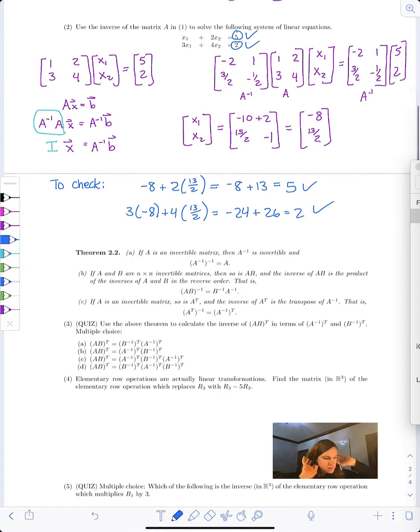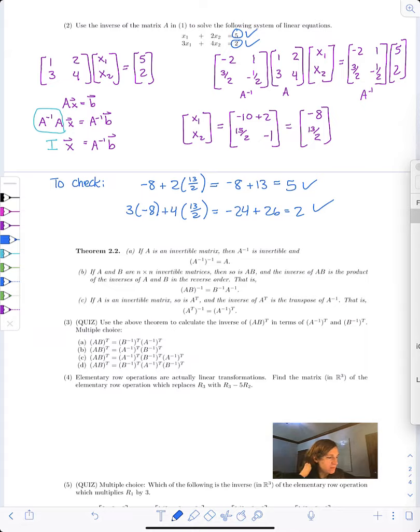Okay, so here's this first theorem, just a couple of facts about invertible matrices. If a matrix is invertible and you invert it again, you get back what you started with. If you take two matrices and multiply them together, and then you take their inverse, you do the inverse of the second matrix first, and then the inverse of the first.